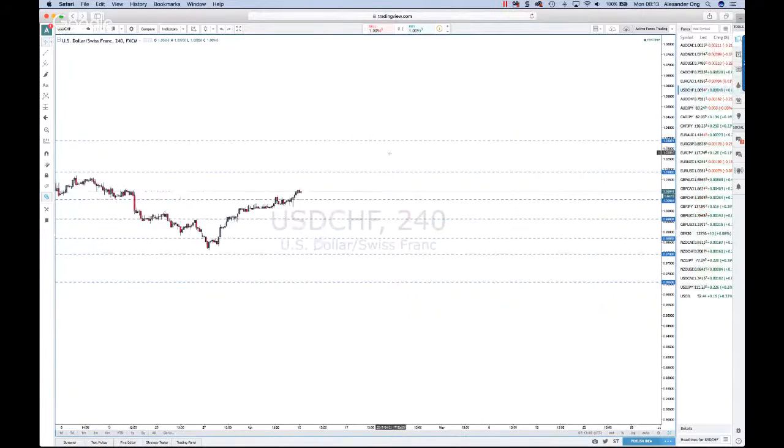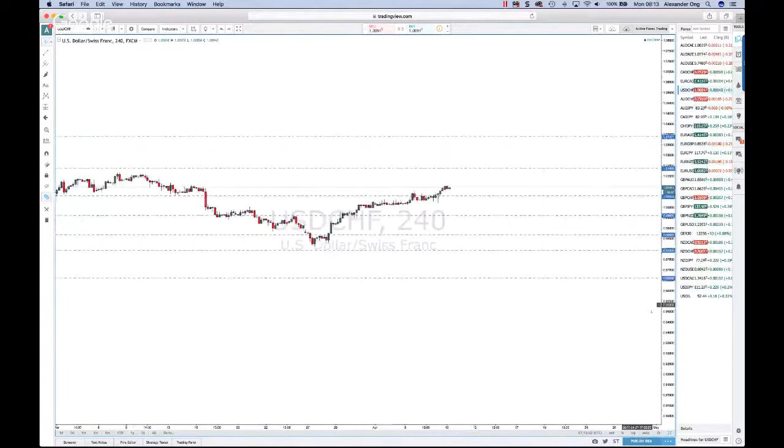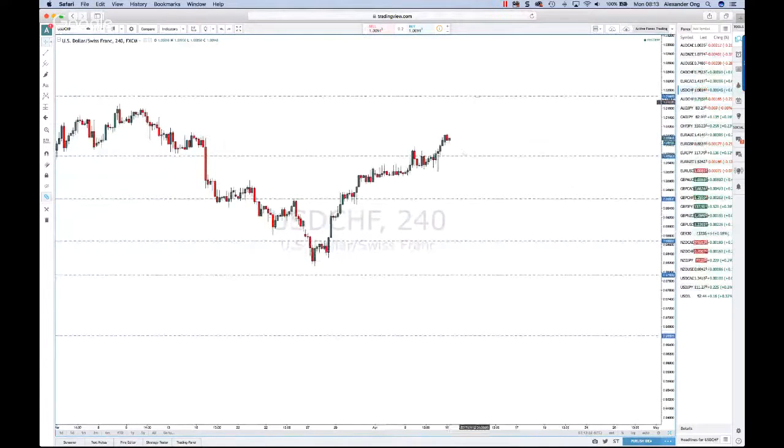So where were we? On the dollar franc, we will be sellers if the market comes up to here, certainly. We're already sellers from this level over here.